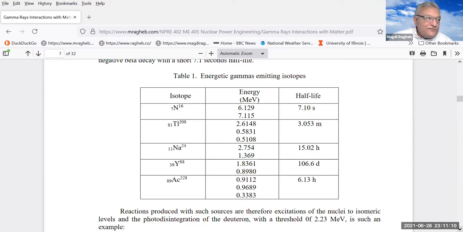And some isotopes, in fact, are sources of very, very energetic gamma photons. Like in boiling water reactors, you'll find that the neutrons interact with the oxygen in the water and produce an isotope of nitrogen, nitrogen-16, that emits a very highly energetic gamma photon, 6.1 million electron volts. It has, though, a very short half-life, 7.1 seconds, and it affects the operation of boiling water reactors, because the steam in that case, under the operation of a boiling water reactor that we'll see later, would be radioactive.